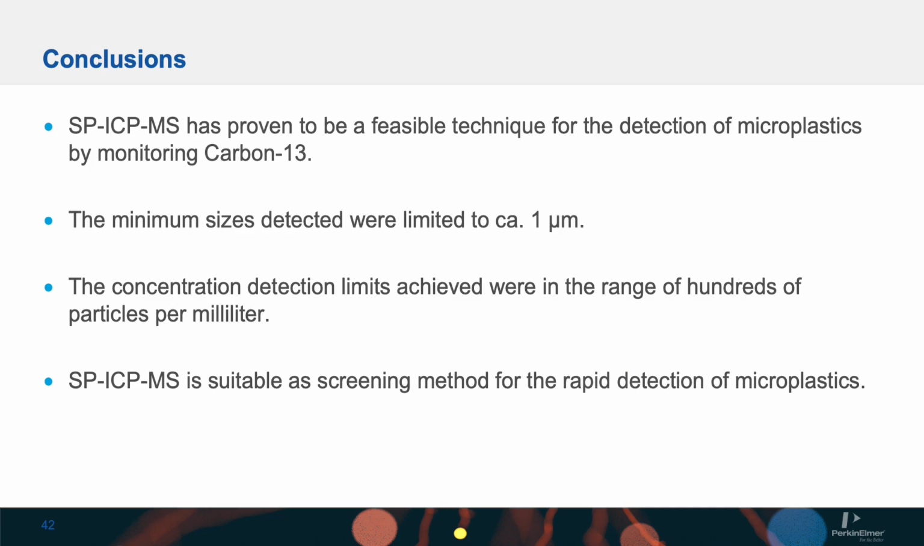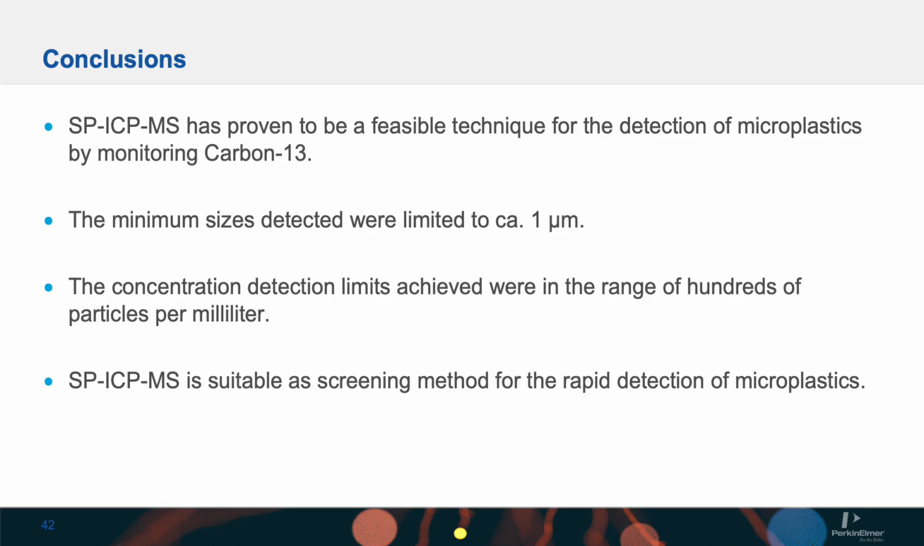The take-home message of the webinar can be summarized in the following points. Single-particle ICPMS has proven to be a feasible technique for the detection of microplastics by monitoring carbon-13. Under the conditions of the developed method, the minimum sizes detected were limited to around 1 micrometer. The concentration detection limits achieved were in the range of hundreds of particles per milliliter.